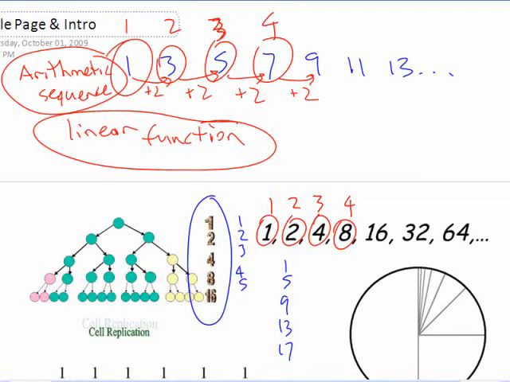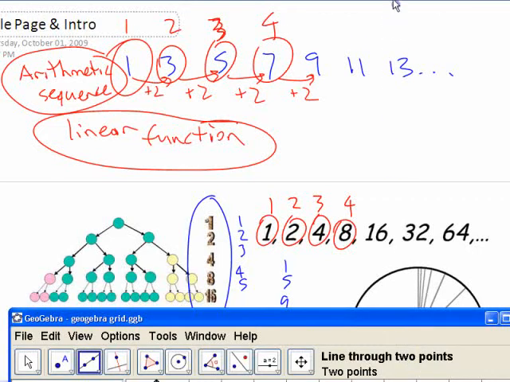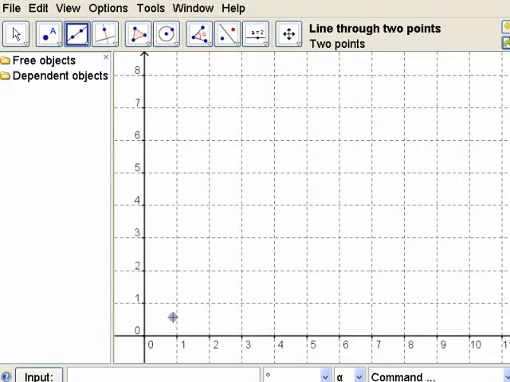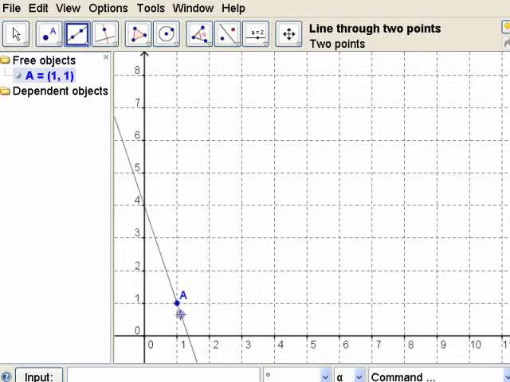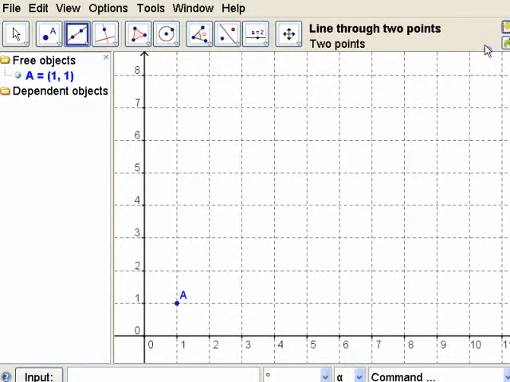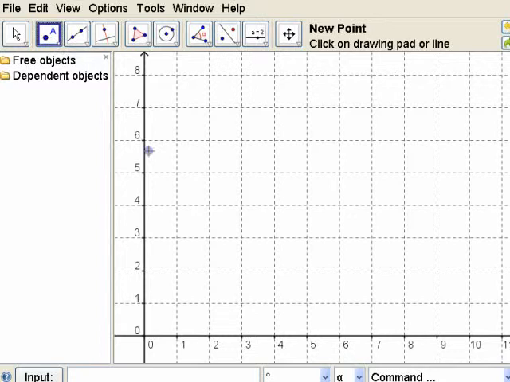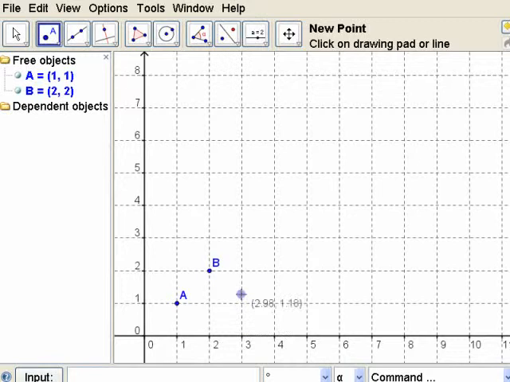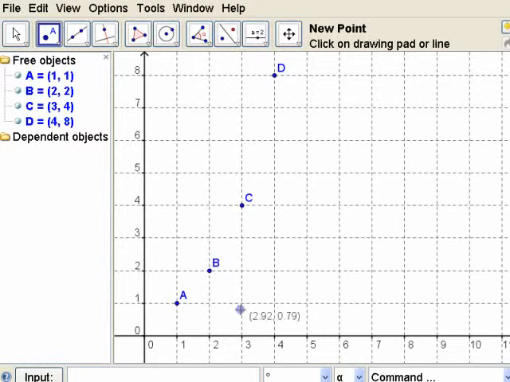If I go back to this. First term is 1. No, that's not what I want. It's good when you're recording this on video, your mistakes. There's the first term. Second term was 2. The third term was what? 4. The fourth term was 8. That is definitely not a straight line. It's curving up. What's going to happen as I keep going here?